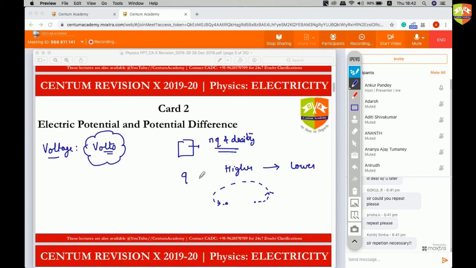I will repeat. Q is any set of an integral number of electrons. The value of the fundamental charge is 1.6 into 10 to the power minus 19 coulomb.